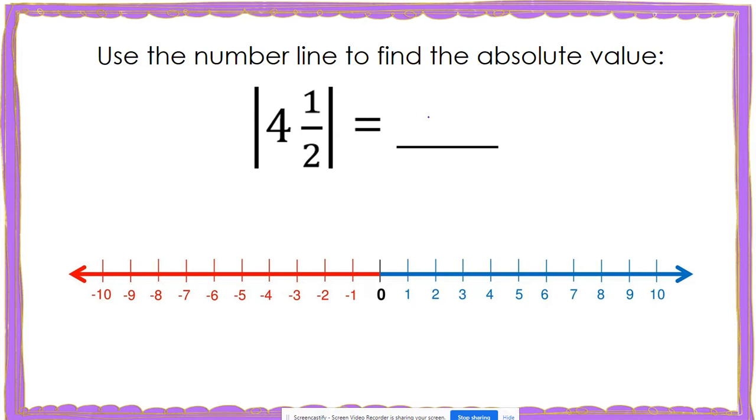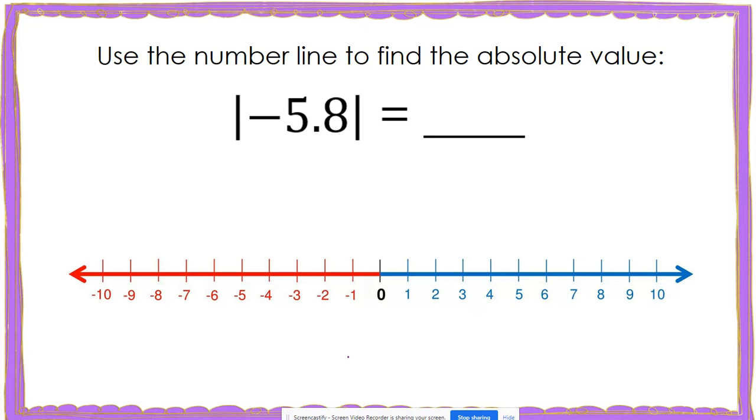Now let's find the absolute value of 4 1/2. I know that 4 1/2 is located right here between 4 and 5 on my number line. So, to find its absolute value, I need to find the distance from 0. The distance from 0 is going to be 1, 2, 3, 4, and then I'm not going a whole other unit. Instead, I'm going just 1/2. So it's located 4 1/2 units away from 0, which means the absolute value of 4 1/2 is 4 1/2.